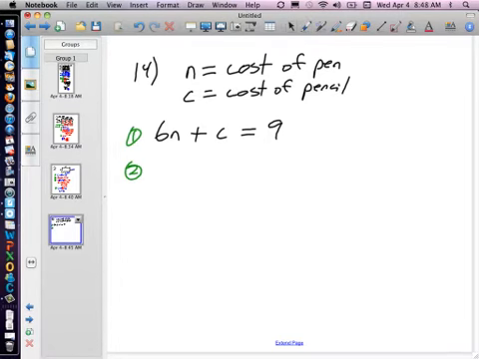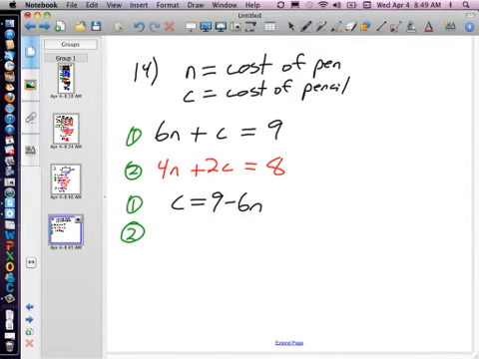Equation 2 is, if you buy 4 pens and 2 pencils, so 4n and 2c, you'll get $2 change. Well, that means you've spent $8. Alright, so if I look at equation 1, it looks like solving for c would be the easiest thing. So I can just say c equals 9 minus 6n. That's not bad. Now we can plug that into equation 2 for c. So we will get 4n plus 2 times 9 minus 6n, and that's going to equal 8.